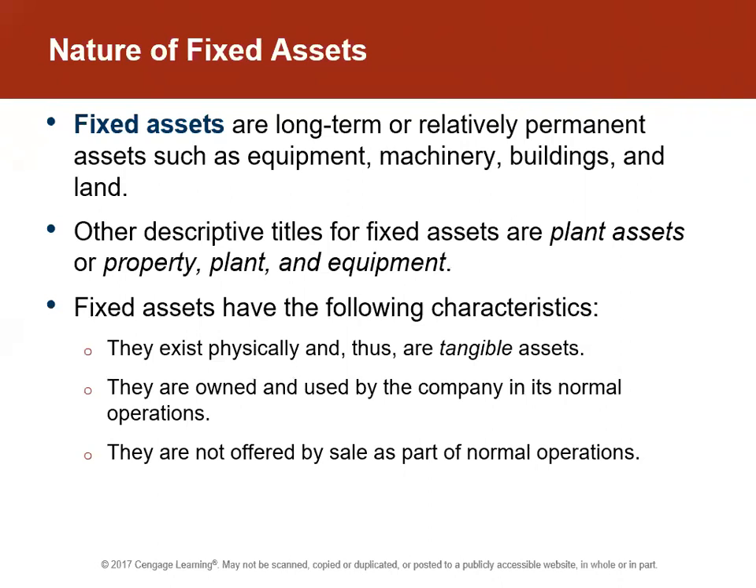So I kind of already talked about this, but they have the following characteristics. They exist physically, so they're known as tangible assets, okay? They are owned and used by the company in normal operations, and they are not offered for sale as part of normal operations. So we're keeping them and utilizing them to help us earn revenue. Okay.